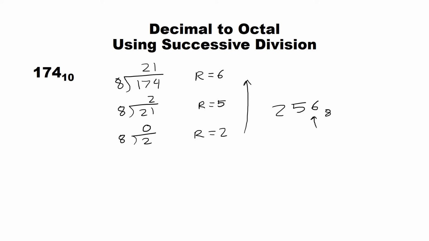Of course, you can check just to make sure this worked properly. I know that I have a 6 in the 1's place, which is 6. I have a 5 in the 8's place. Remember, this is the 1's place, the 8's place, the 64's place. 5 times 8 is 40. I have a 2 in the 64's place, so that is really 128. If I add all of these up, that comes out to 174 base 10. So it in fact worked. 256 base 8 is my number. There you go.